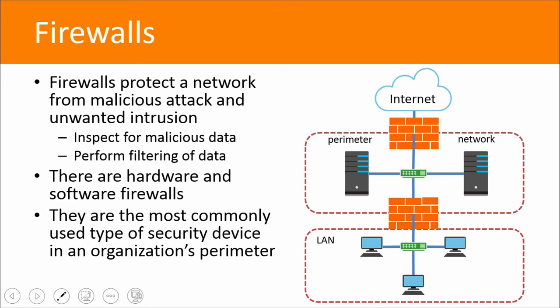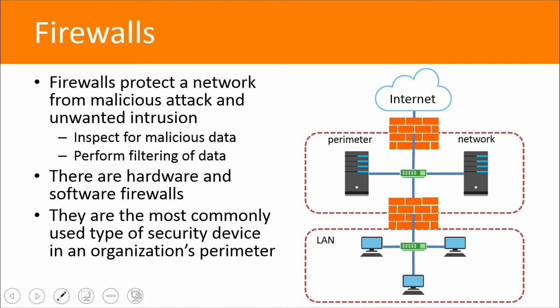Firewalls, as we mentioned before, protect a network from malicious attacks and unwanted intrusions. They inspect communications for malicious data, and they also perform filtering of data in order to make sure that if they do find something that's malicious, it doesn't get into your perimeter network and even into your local area network, right? Whether it's an extranet, an intranet, or just a plain old simple LAN. Something that's cool to know about firewalls is they can actually be implemented as software or hardware. There are devices that are dedicated firewalls, and then there's software that can be run on a server or even on a local machine in order to filter out traffic and inspect for malicious data.